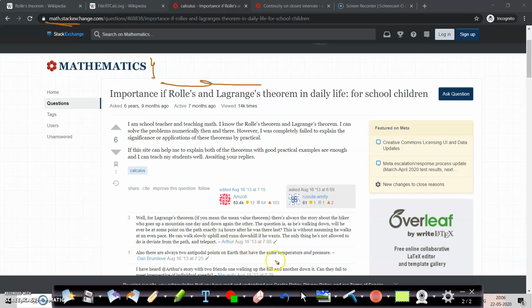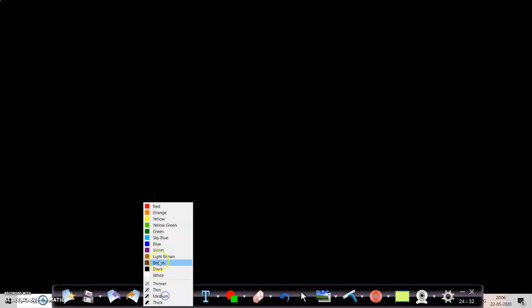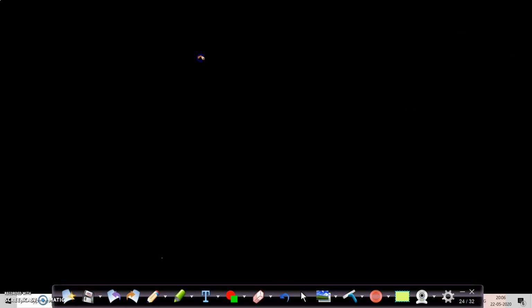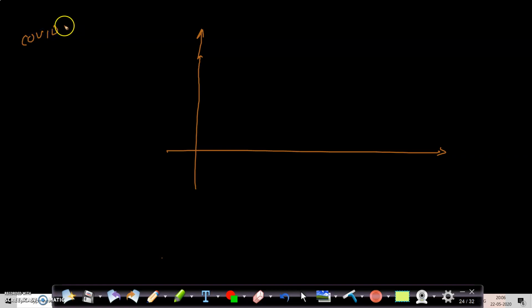Now the important part is where we can use this concept in real life. That is the important part. We can use this concept to determine things. Let me give the example of COVID-19.